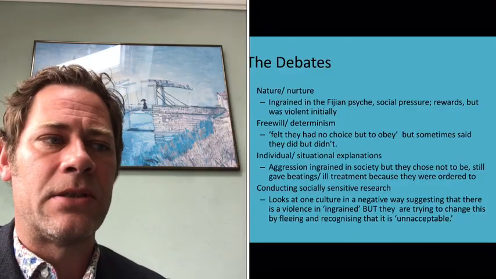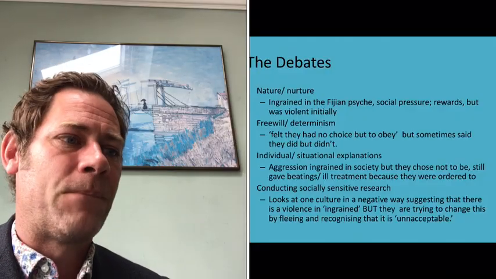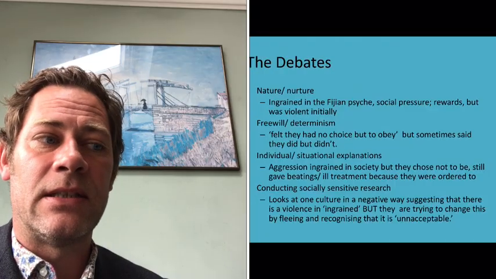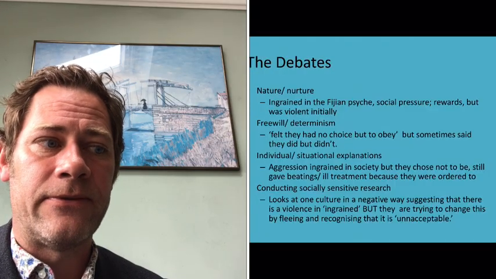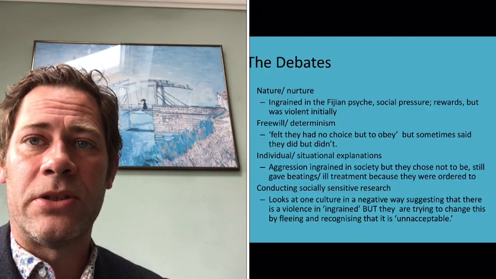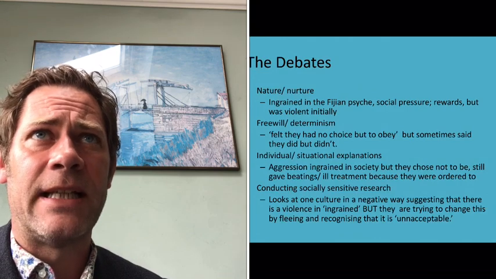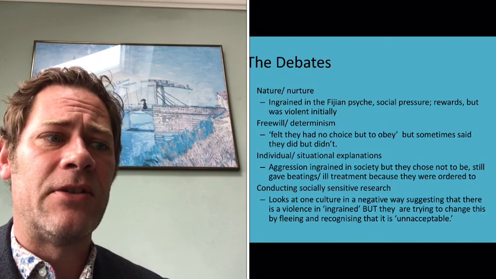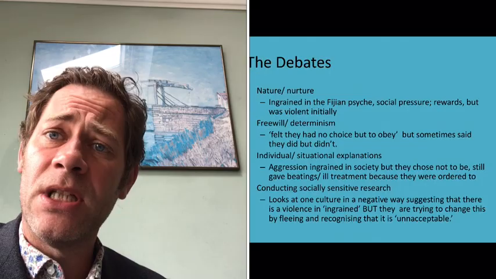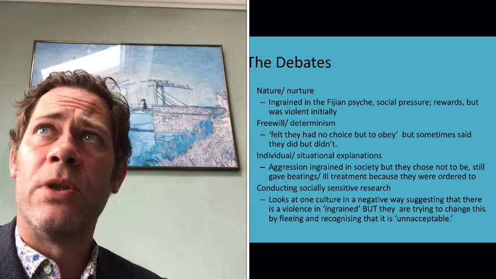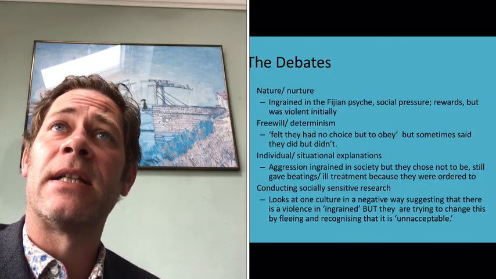Individual and situational explanations are also there. And of course it is socially sensitive. It looks at one culture in a pretty negative way, suggesting there is a violence ingrained. But on the other hand, the guards are whistleblowing. They're trying to do something about it. They're saying it's unacceptable in a modern society.